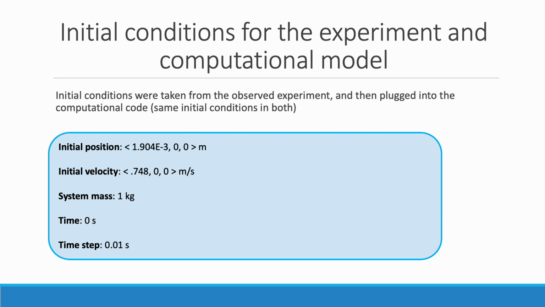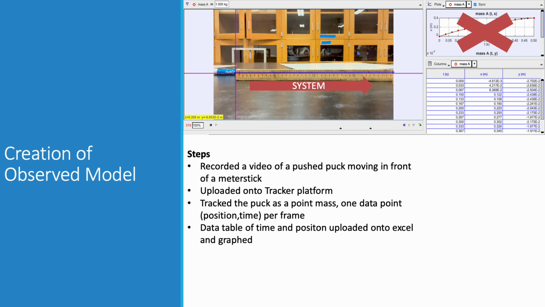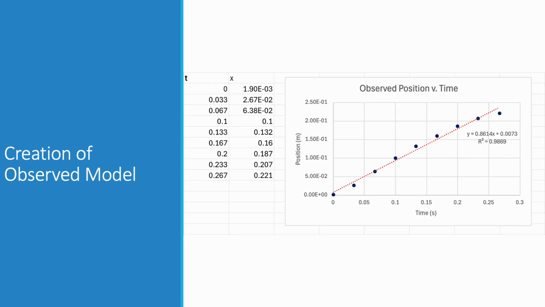For example, the initial position, the initial velocity, or also the velocity was constant, so the final velocity too, I guess, the system mass, the time, and then the time step. And so then we actually created the observed model, which I recorded the video of the pushed puck moving in front of a meter stick. I uploaded it onto the tracker platform, and I tracked the puck as a point mass from one data point per frame. And finally, I created the data table of time and position and uploaded it onto Excel and graphed it. And this is what it looked like.